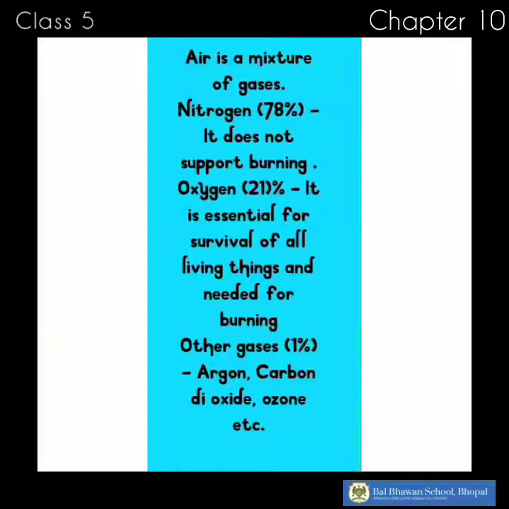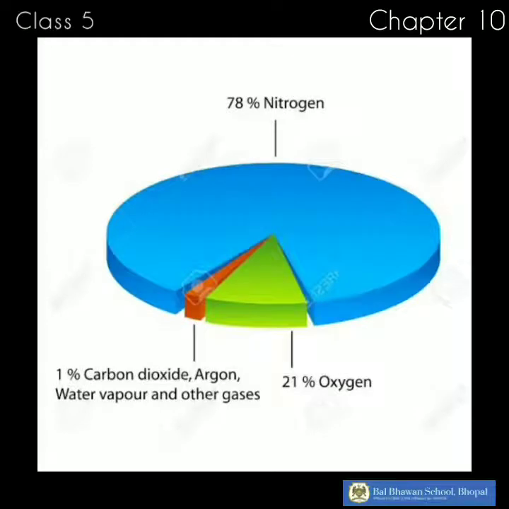Have you ever wondered? Nitrogen, which is the most abundant gas, does not support burning, and its presence in the air keeps the process of burning under control. Without nitrogen, even a small fire would become uncontrollable. The next is oxygen. 21% of oxygen is present in the air and it is essential for our survival. Oxygen is also needed for burning.